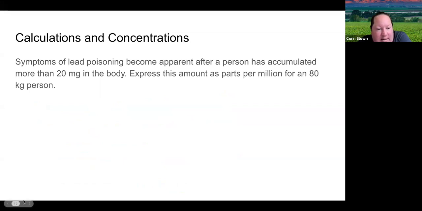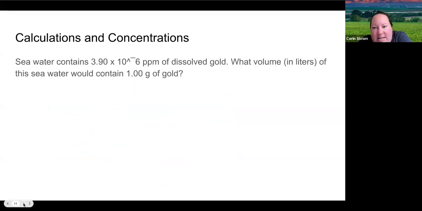Okay, so if we're thinking about this, then I want you to try this problem on your own. So this is seawater. This is actually where we're going next week. But try this problem, and then we'll come back and do it together. We're going to be looking at ocean water and ocean acidification on Thursday. But this is a good example of a problem that takes the information from ppm and then asks you what volume in liters of seawater would contain 1 gram of gold. So take a moment, think about how you would solve that problem. I'm going to give us some time to think, and then I'll walk through the solution.